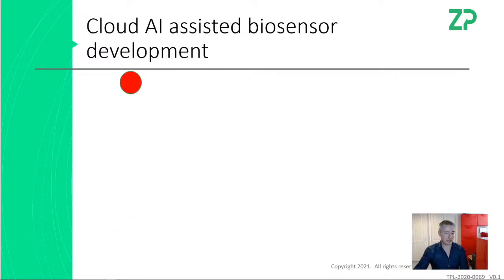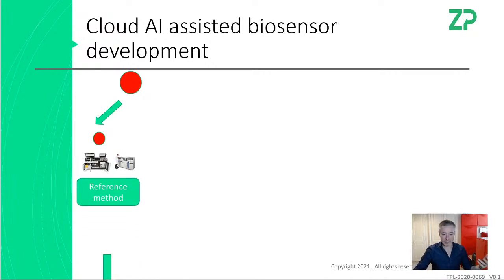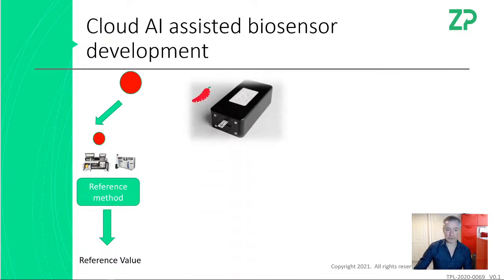So this is it, right? I have a drop of blood, or a sample of food, and I traditionally test it by taking that drop and putting it on a large GC mass spec or a large HPLC, which is my reference method, and I get a reference value.